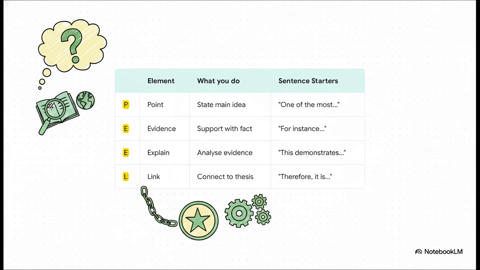Okay, you're going to want to screenshot this slide because this table is about to become your new best friend. Let's walk through it. P is for point. You just state your main idea in one clean sentence. E is for evidence. You back that point up with a solid fact or a specific example. Then comes the other E for explanation. This is where the magic happens, people. It's where you show your thinking, where you analyze how that evidence actually proves your point. And finally, L for link. You tie it all back to your main essay argument. And seriously, look at those sentence starters. They are absolute gold for getting you unstuck.